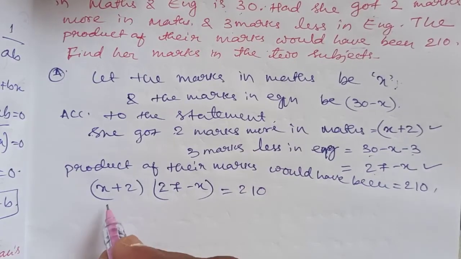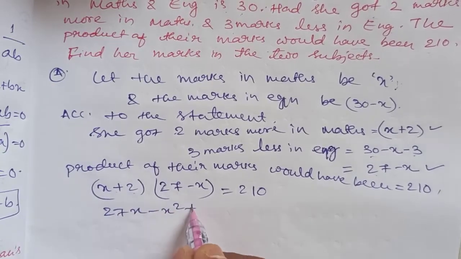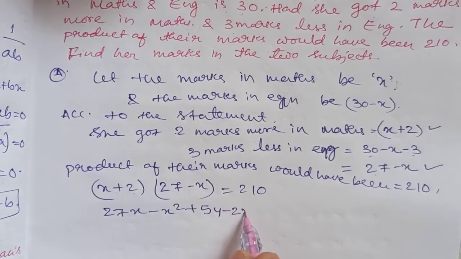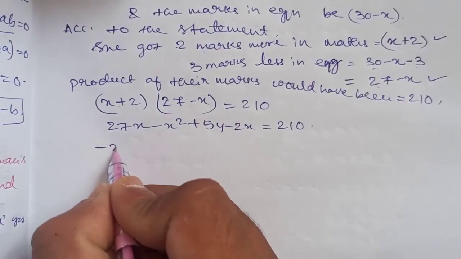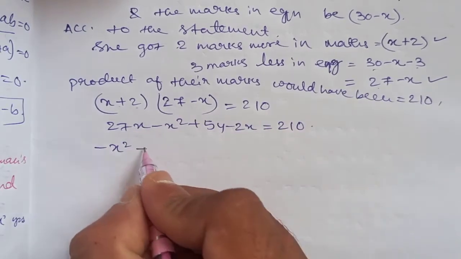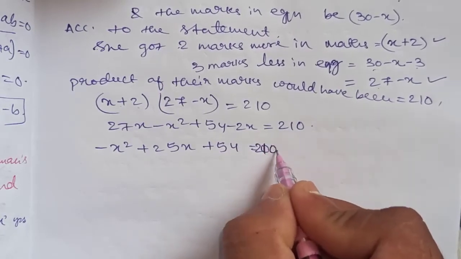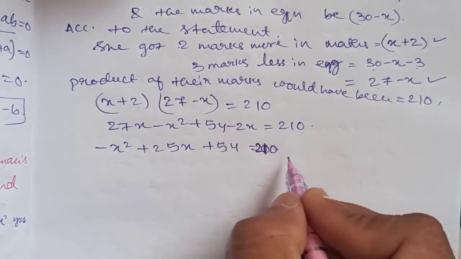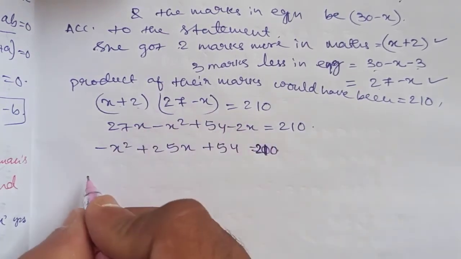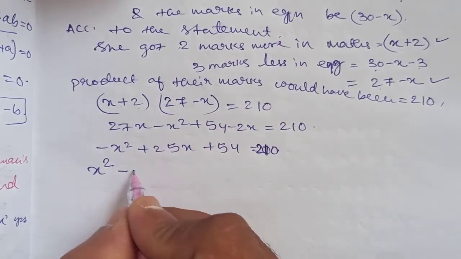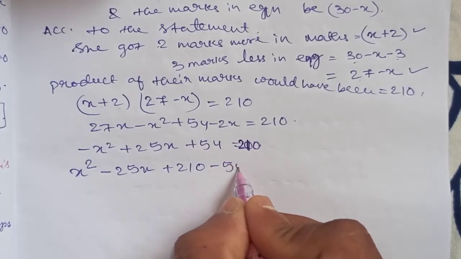Now open the bracket. 27 into x, 27x, minus x square plus 54 minus 2x equals 210. Arrange the equation: minus x square, 27 minus 2x is 25x, plus 54 equals 210. Bring all the terms this side, it will be subtracted. So minus x square will become x square, plus 25x will become minus 25x, plus 210 minus 54 equals 0.